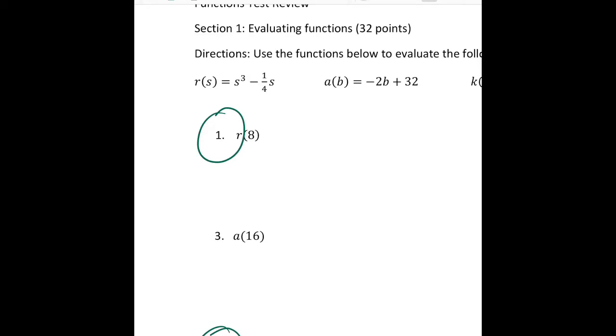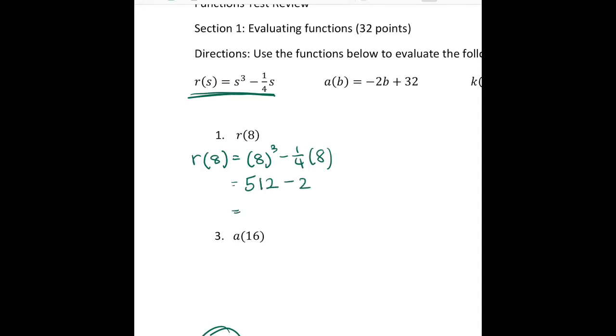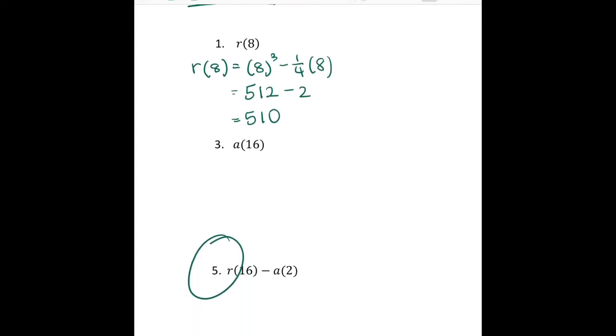So for number 1, you're asked to find R of 8. So this is R right here, R of S. You're just going to plug in 8 everywhere you see S. So you're going to do 8 cubed minus 1/4 times 8, and that'll turn into 512 minus 2. So your answer should be 510. For these ones, you're really just plugging in numbers and finding what that's equal to.